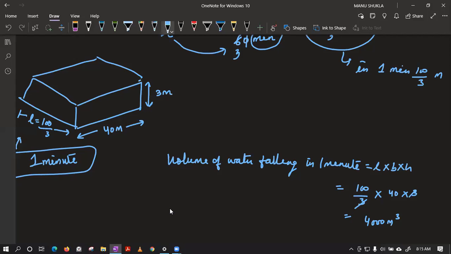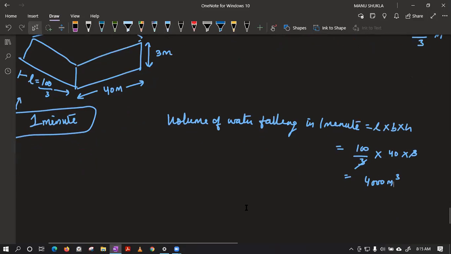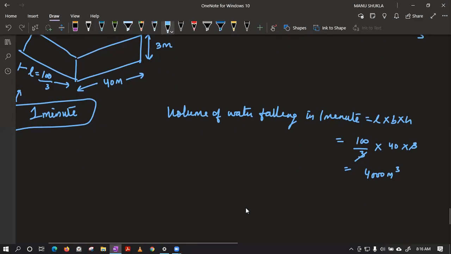No, except no 40 liters, beta, that will be too much. In 1 meter cube there are 1000 liters, so we have to multiply by 1000, not divide. So let's see, 4000 into 1000 liters. This will be the answer in liters.